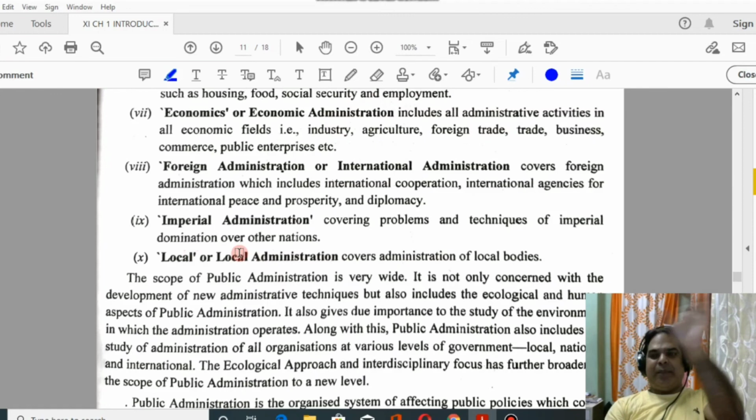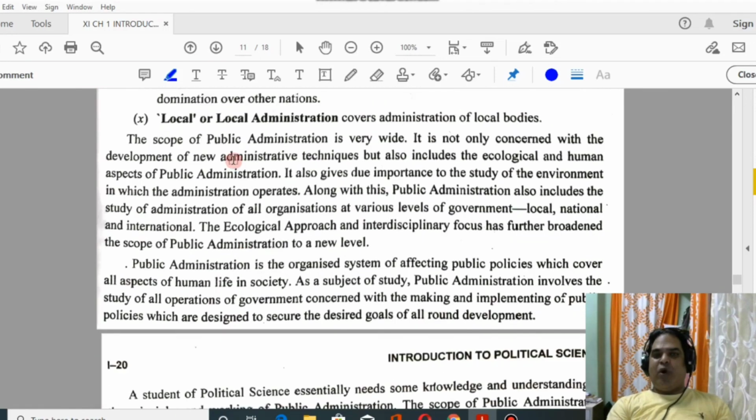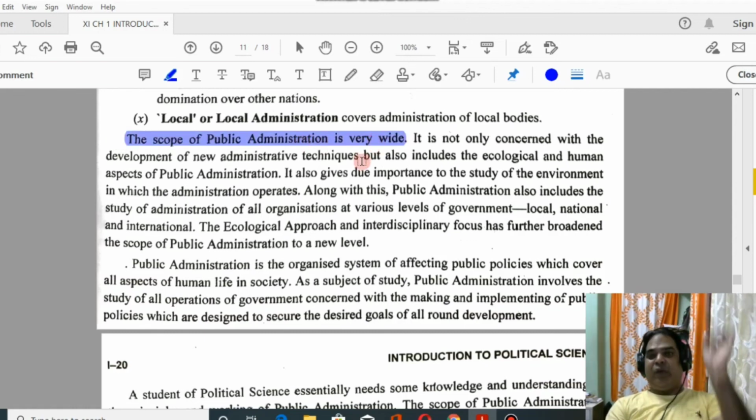Now you can see here, local administration covers administration of local bodies. So we're talking about administration from the top, where administrative bodies are there, and slowly the branches keep spreading, and at the village level, local administration functions. The scope of public administration is very wide.